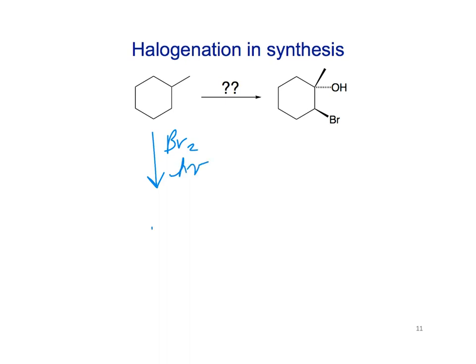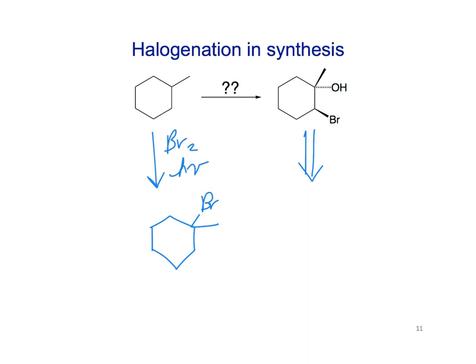All right, where's the bromine going to go? To the tertiary position, right? Just like we did on the last slide. All right, now let's think retrosynthetically from the product. Okay, how do we generate a halohydrin like this?